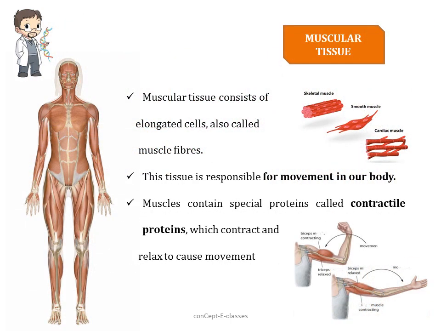So we studied epithelial tissues, the different types of epithelial tissues, and connective tissues like blood, cartilage, ligaments, bones, adipose tissues and areolar tissues. Now we are going to study muscular tissue.